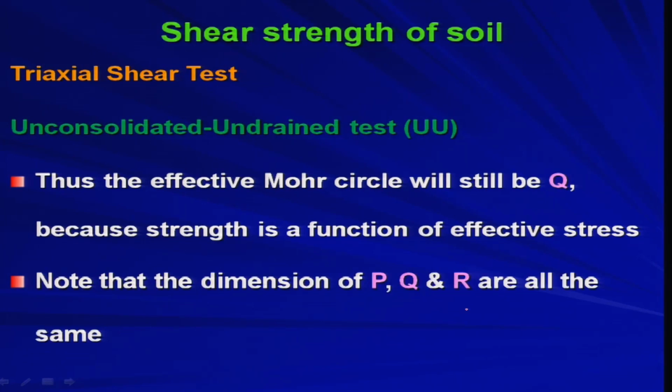Note that the dimensions of P, Q, R are all the same. The radius of Mohr circle P, the radius of Mohr circle Q and the radius of Mohr circle R are all the same. The only thing is that you are getting different total stress Mohr circles, and for them the corresponding effective stress Mohr circle will be unique.